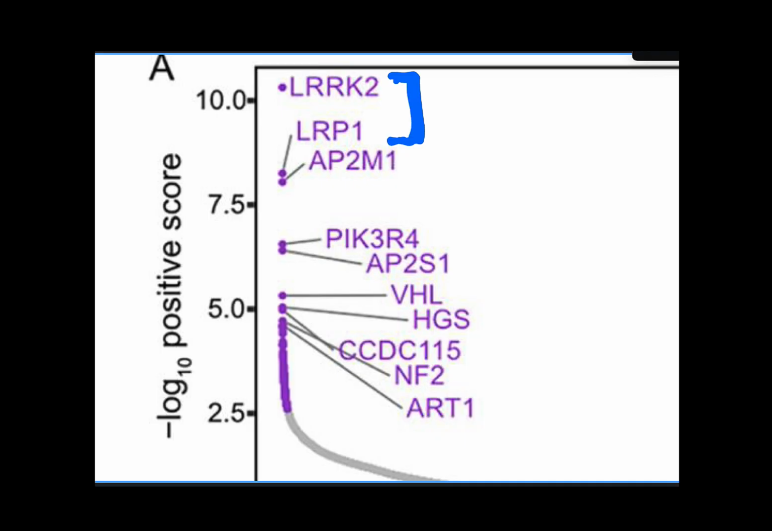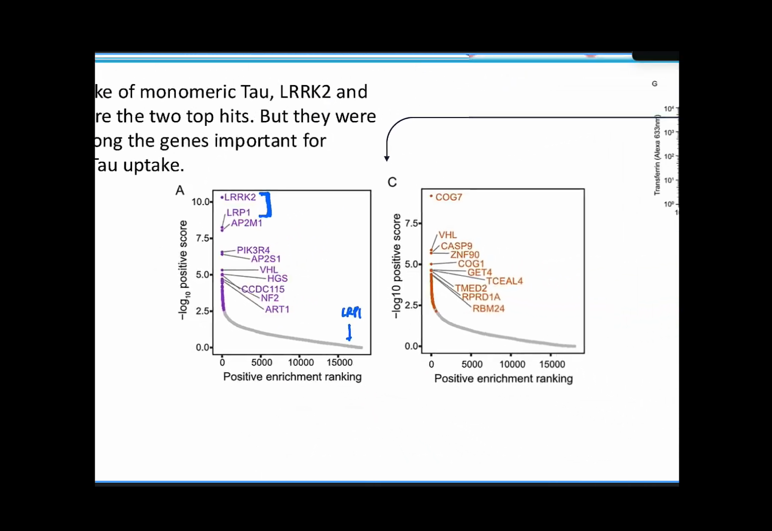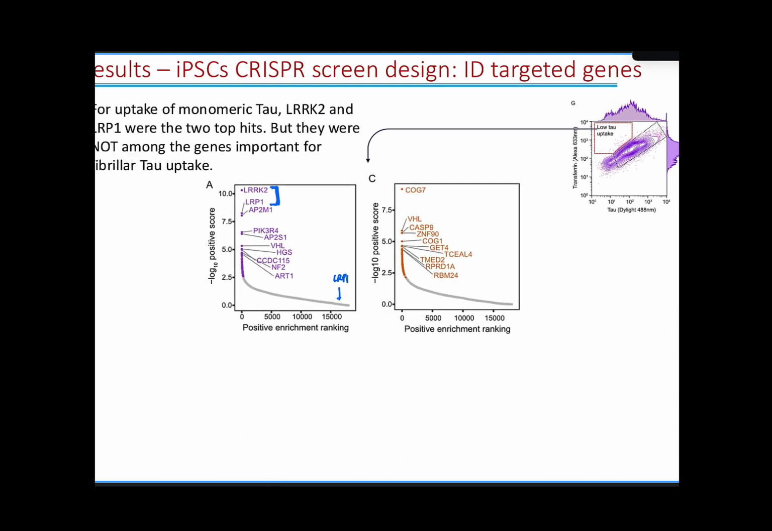Let's imagine the complete opposite scenario. They do all of this, and then LRP1 is down here. Then I would stress tremendously, because it means, oh my God, my screen did not detect genes that we know are important for the uptake of monomeric tau. But no, quite the opposite. They totally hit LRP1, so they're happy.